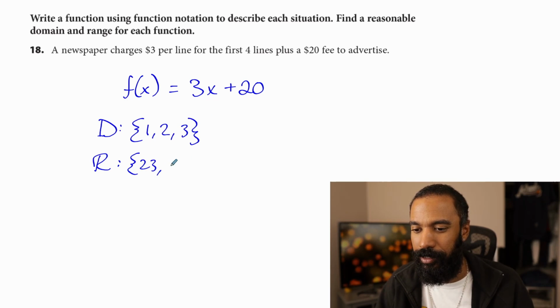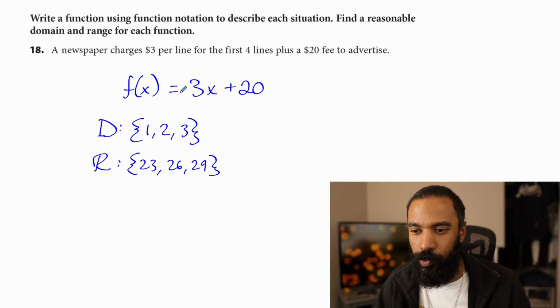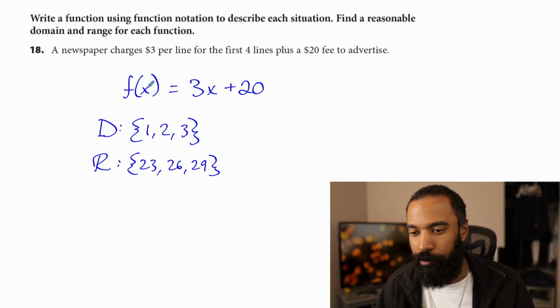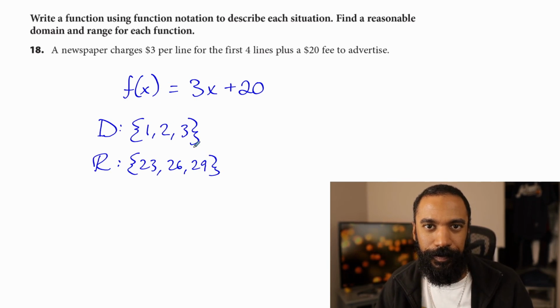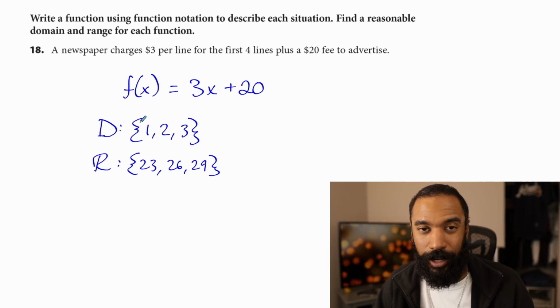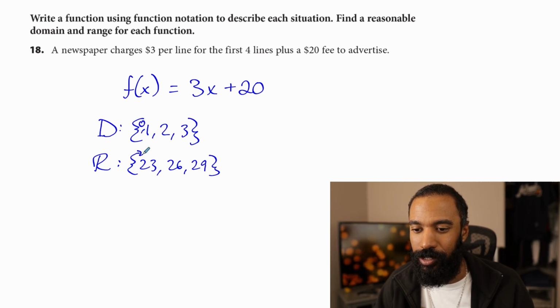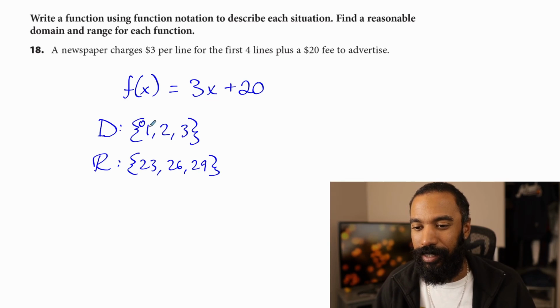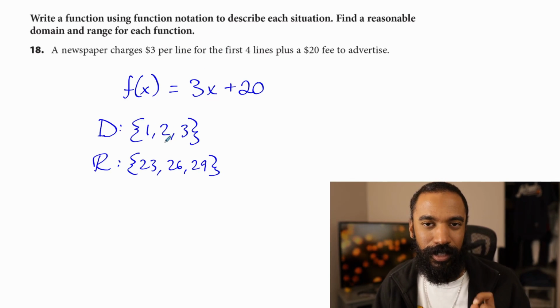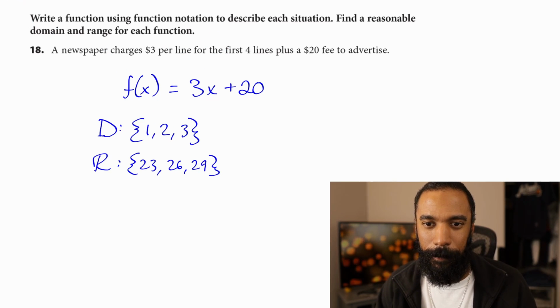Let's talk about $23, $26, and $29. Again, assuming that you're plugging in 1, 2, and 3 in for x to get f of 1, f of 2, f of 3 right here. I'm sure the answer in the back or whatever you'd say probably includes 0 and 20. I don't know. But they said reasonable domain. I'm going to be a little bit different within reason on this problem here.